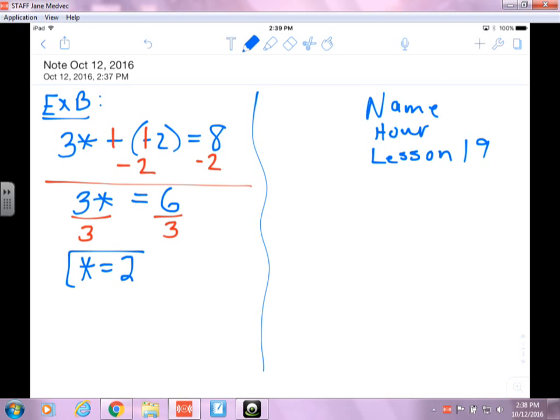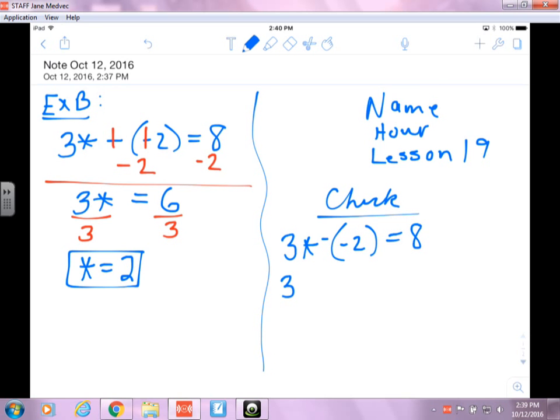And I don't need to put x, because in my problem all I got is a star. And you're going to notice when you do the app, you just have a star. So I'm going to go ahead and do my check. I'm going to write down the original problem. Now make sure you're following along on this.